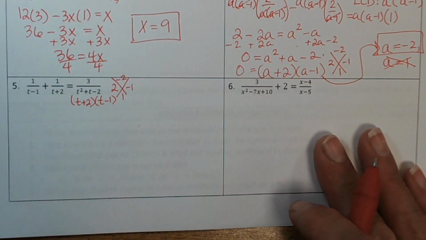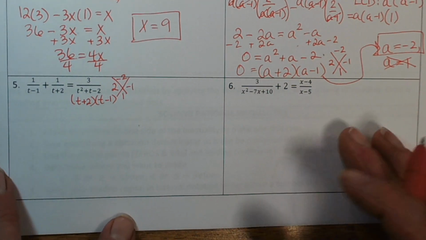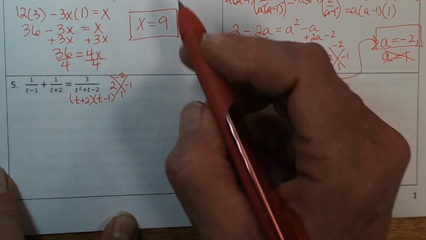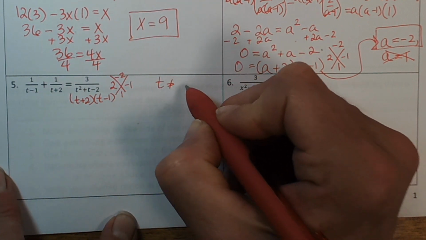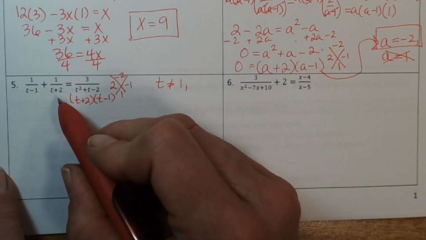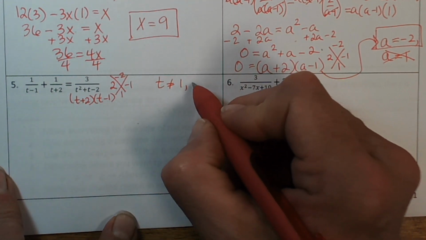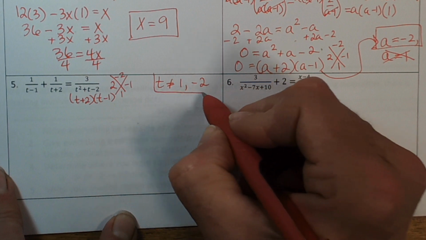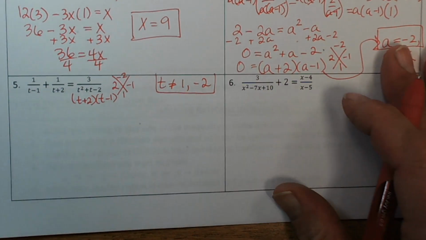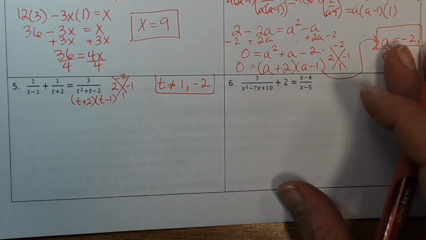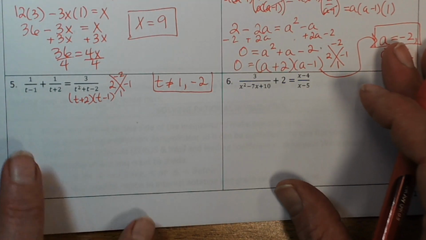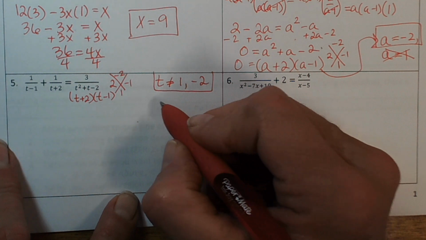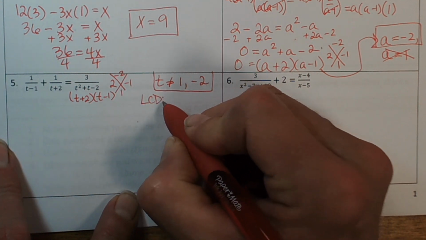All right, so we'll start with our restrictions. I have t minus 1 is not equal to 0, so that means t could not be equal to 1. If t plus 2 is not equal to 0, it can also not be equal to negative 2. Now remember, the restrictions are found like we're finding the solutions of the denominator, but not equal to. All right, now the next thing I want to look at is figuring out what my LCD is.